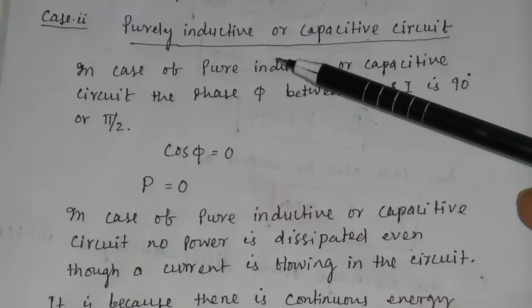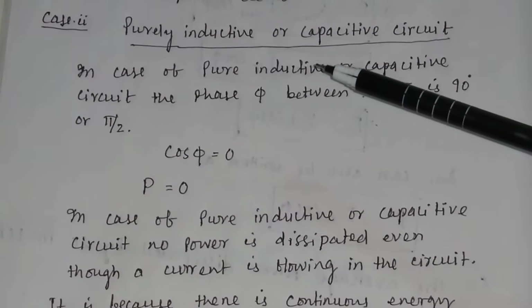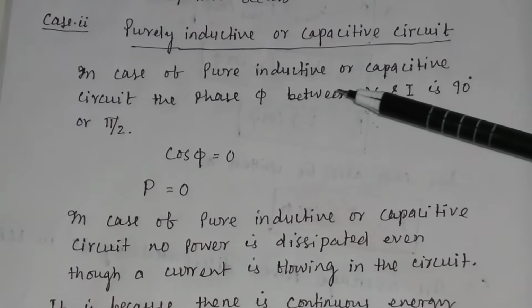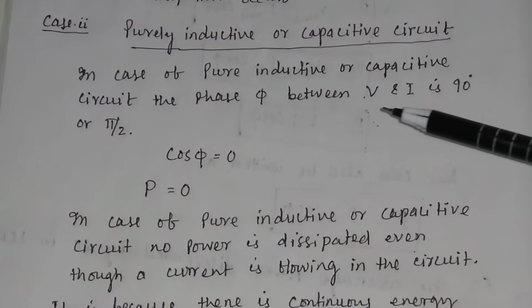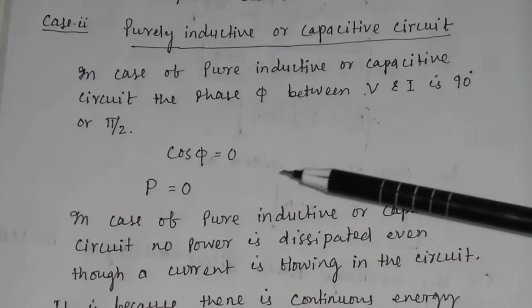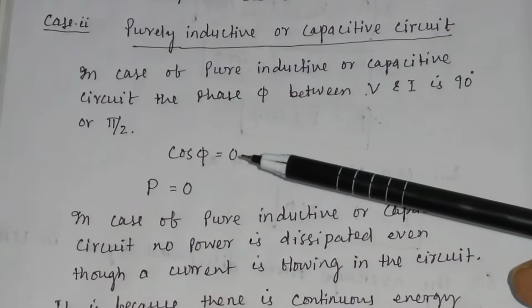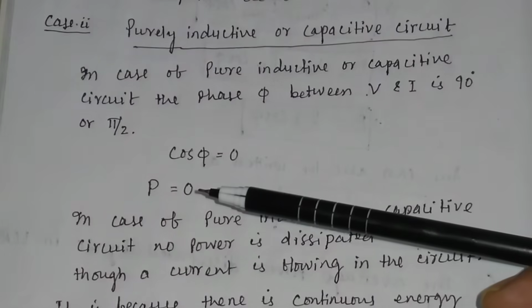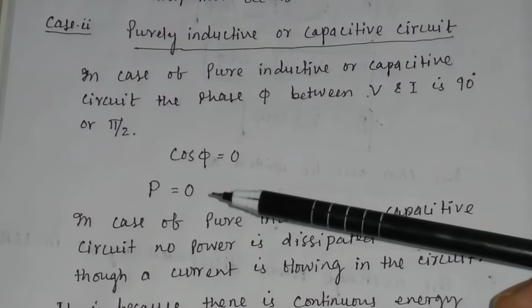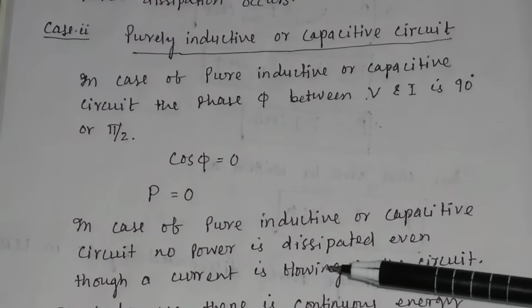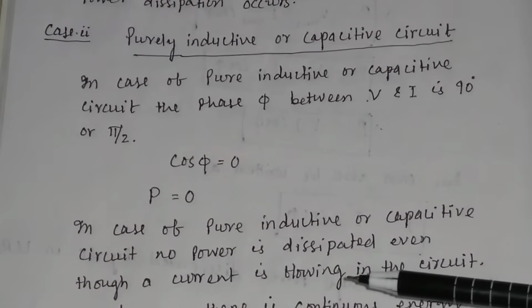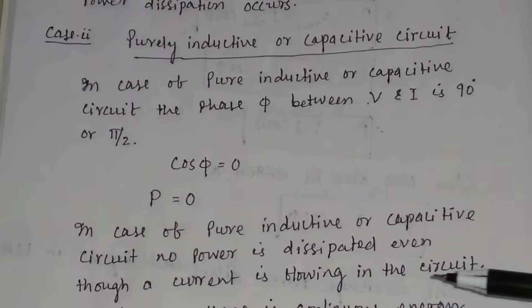Case 2, purely inductive or capacitive circuit. In case of a pure inductive or capacitive circuit, the phase angle phi between voltage and current is 90 degrees or pi by 2, and we know cos 90 degrees equal to 0. So power factor is equal to 0. In case of a pure inductive or capacitive circuit, no power is dissipated even though a current is flowing in the circuit.